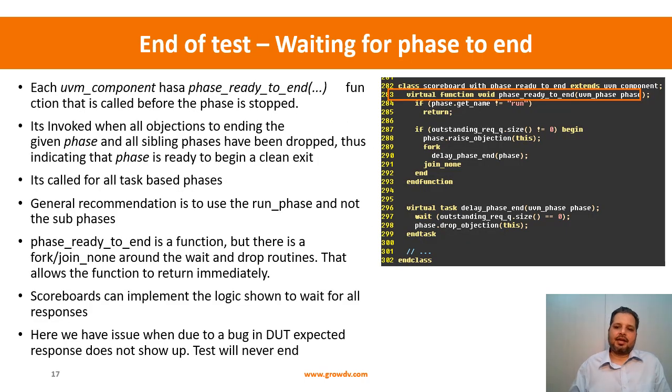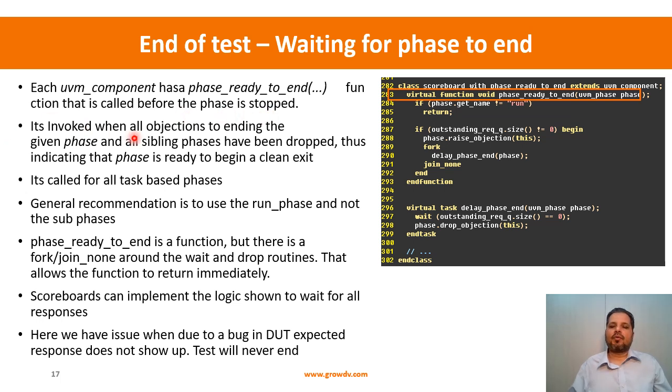So for checking that all the responses have come in, we wanted to do the raise objection and drop objection from the scoreboard as well. But the problem that we foresee is that then we'll have to do it at every transaction, and that takes a performance hit. So the solution that is typically used is every UVM component has this function called phase_ready_to_end that is called before the phase is stopped.